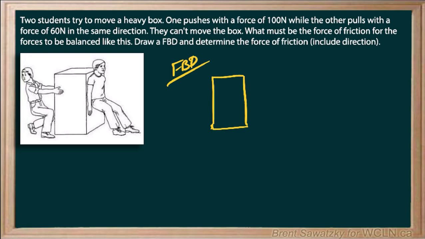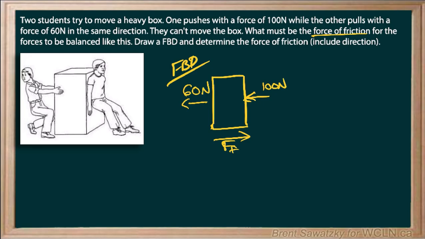We're told that one student pushes on this side, and so we could say that's 100 newtons there, and the other pulls in the same direction, so 60 newtons there. And then we have a friction force, so that would be in the opposite direction there. And we're told that they're unable to budge this box. So what does that tell us?